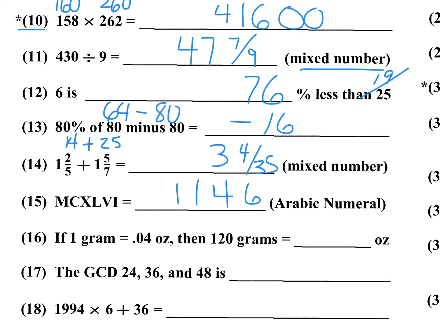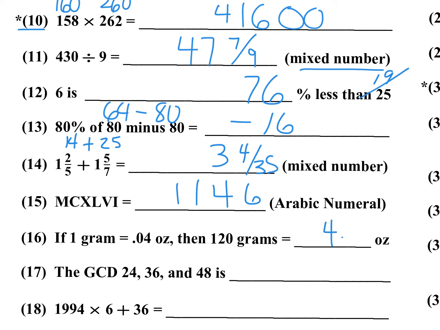Number 16, if 1 gram is 0.04 ounces, 120 grams is what in ounces? So I have to multiply it by 0.04, okay? So each gram is 0.04. So multiply 120 times 4, and then divide by 100. So 120 doubled is 240. Double again is 480. 480 divided by 100 is 4.8.